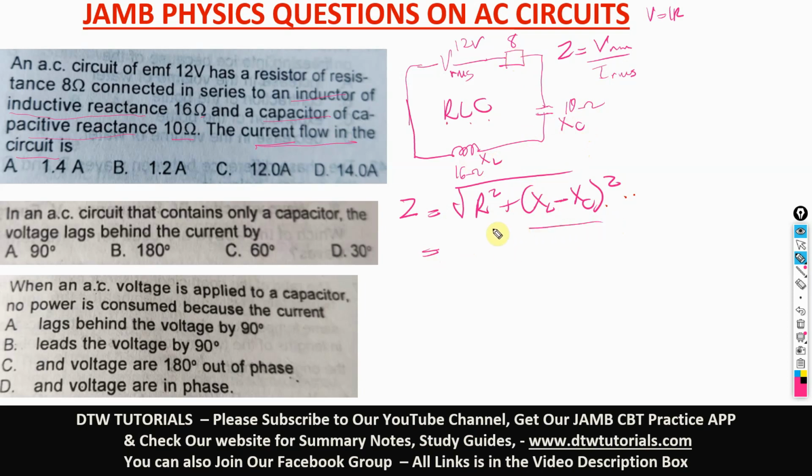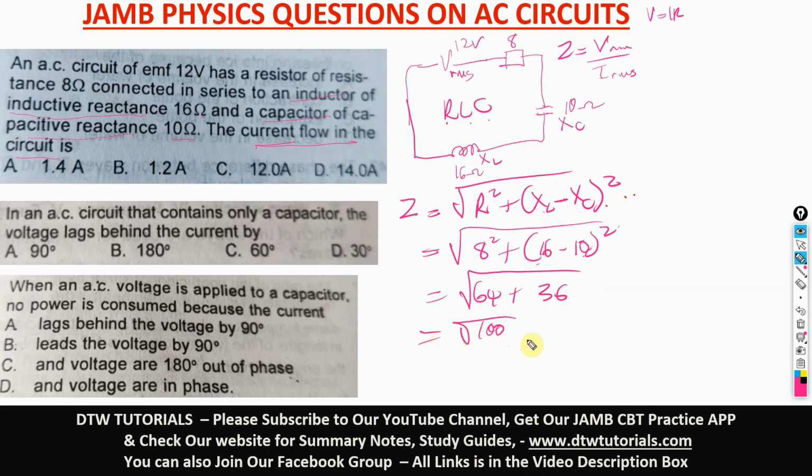Okay, so let's put in our values. Our R squared is 8 squared plus, in parentheses, 16 minus 10, squared. So this will be 64 plus, 16 minus 10 is 6, and 6 squared is 36. When we add, this will give us 100. And the square root of 100 will give us 10. So our impedance is 10 ohms.